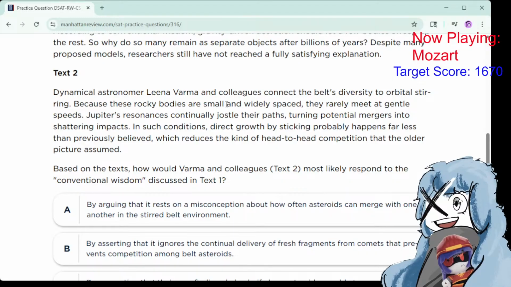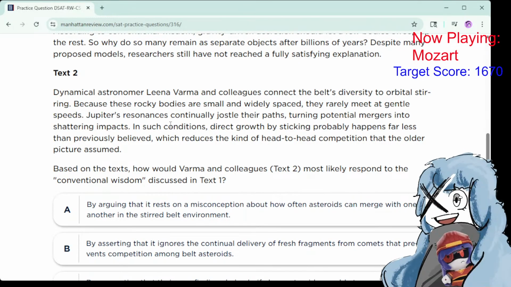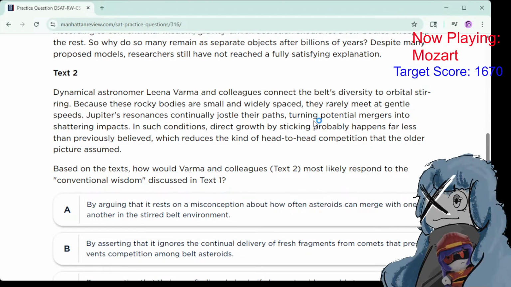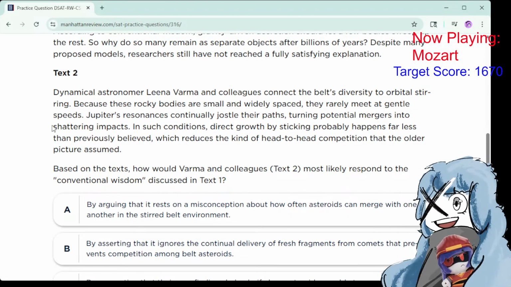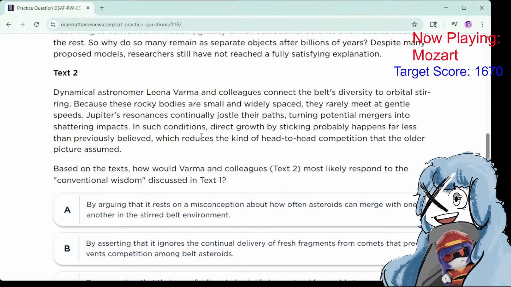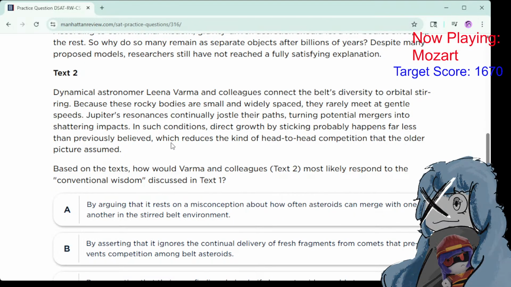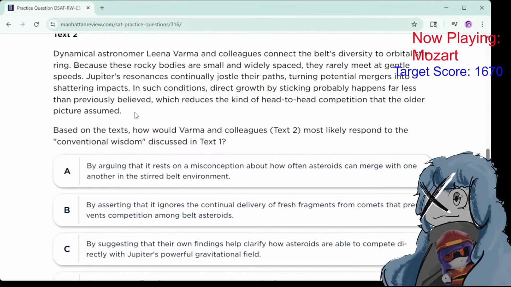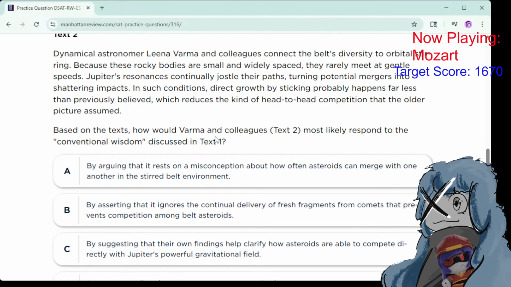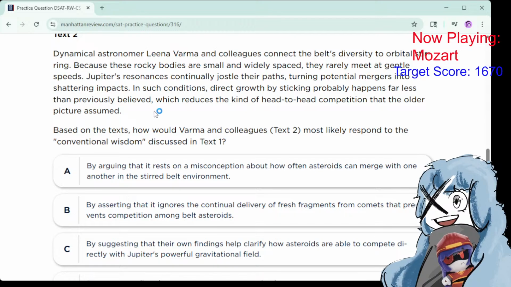And dynamic astronomer Lena Varma and colleagues connect the belt's diversity to orbital stirring. Because these rocky bodies are small and widely spaced, they rarely meet at gentle speeds. Jupiter's resonances continually jostle their paths, turning potential mergers into shattering impacts. In such conditions, direct growth by sticking probably happens far less than previously believed. It reduces the kind of head-to-head competition that the older picture assumed. Based on texts, however, Varma and colleagues mostly respond to the conventional wisdom discussed in text 1.